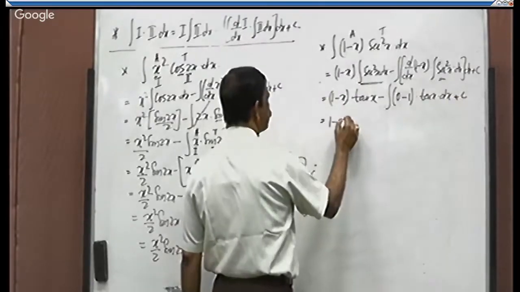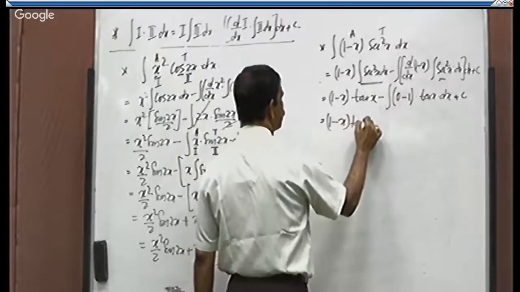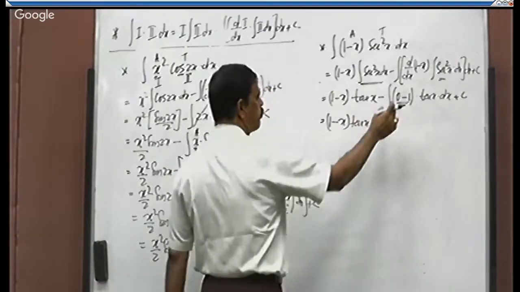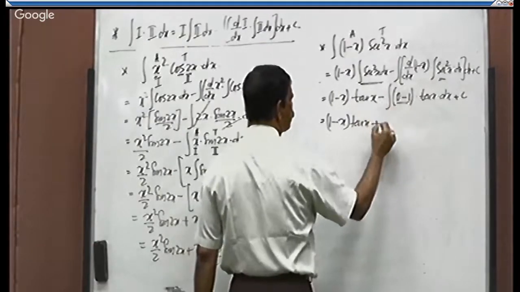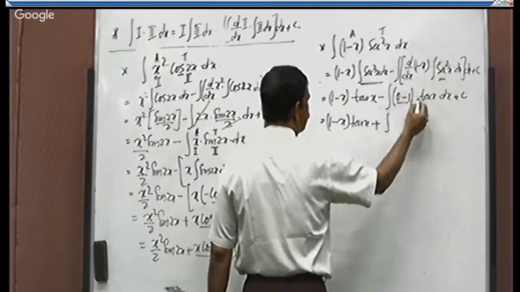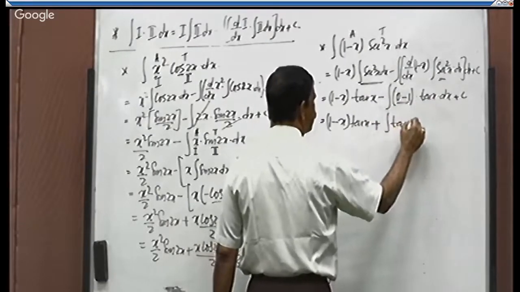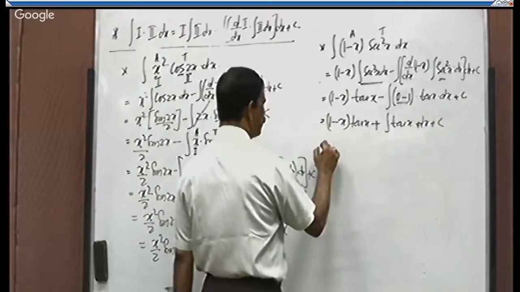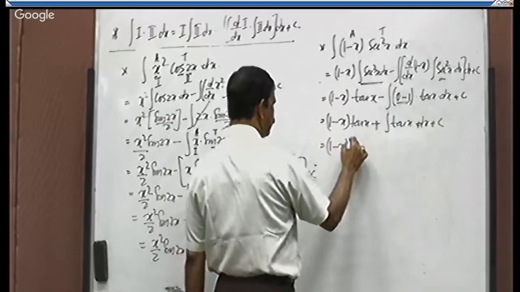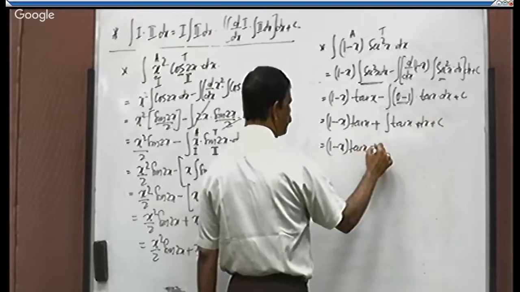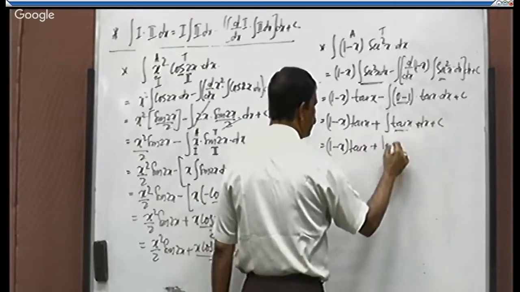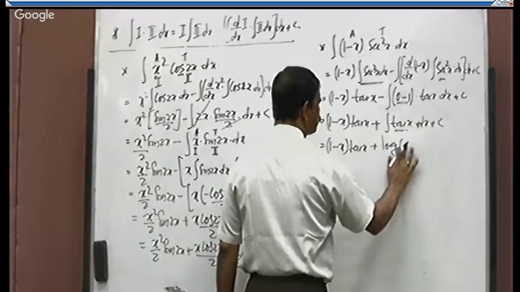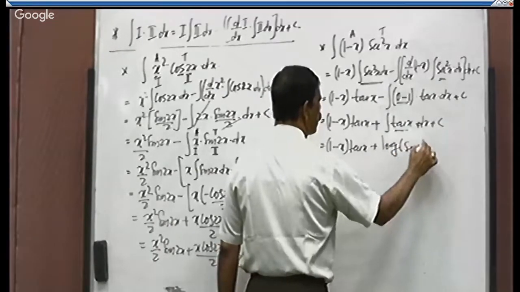It is 1 minus x into tan x. 0 minus 1 is what? Minus 1. So that minus 1 into minus becomes plus. If it is multiplied 1 with tan x, you will get tan x only, plus dx plus c. Or it is 1 minus x into tan x plus integration of tan x, which is log of secant x, plus c.